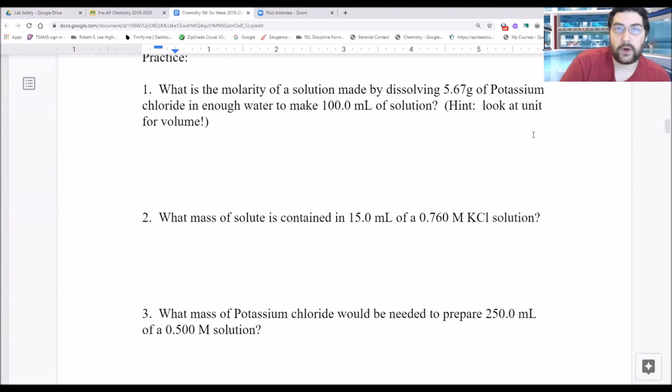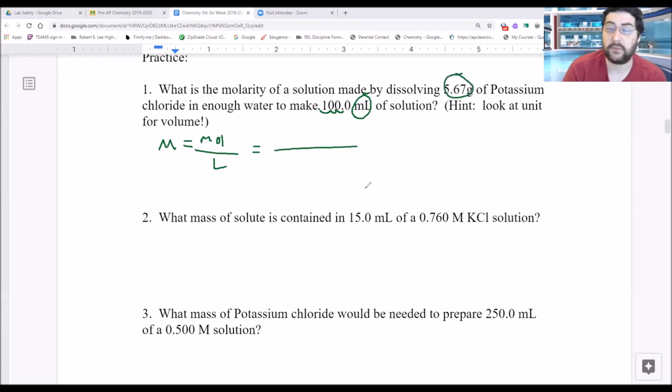Okay, so we want to plug into our molarity formula. So we've got molarity is equal to moles of solute over liters of solution. This is not in liters, it's in milliliters, so we need to adjust that. We can do that quickly by moving the decimal place back 3 times. So, and this right here, that's not in moles. We need to turn that into moles, and we can do that by breaking it down.